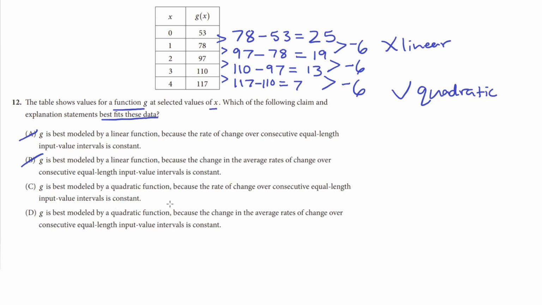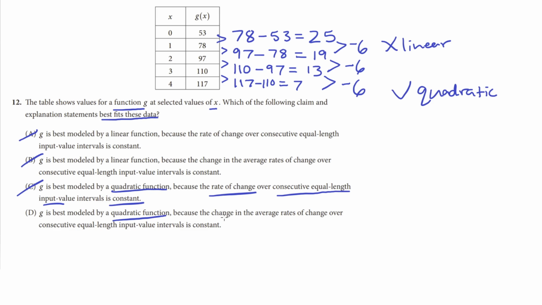So if we look at the answer choices, C and D both say that g is modeled by a quadratic function. But C says that this is because the rate of change over consecutive equal length input values is constant. This is not true. We see that the change in g of x is not constant. This would only be the case if it was linear.